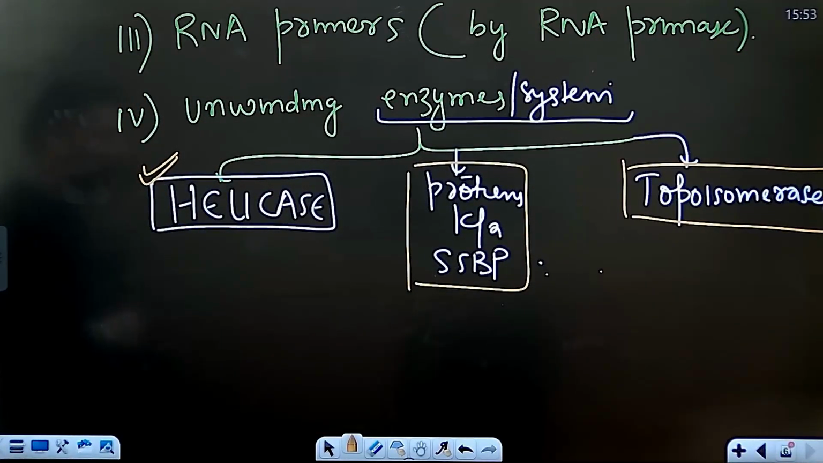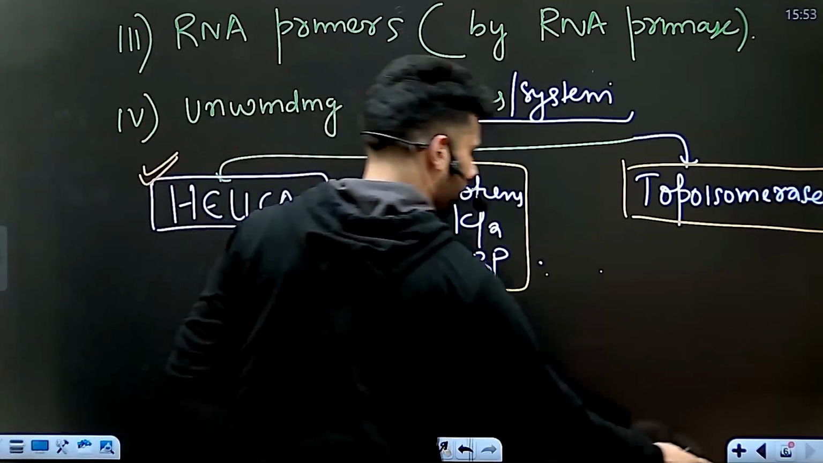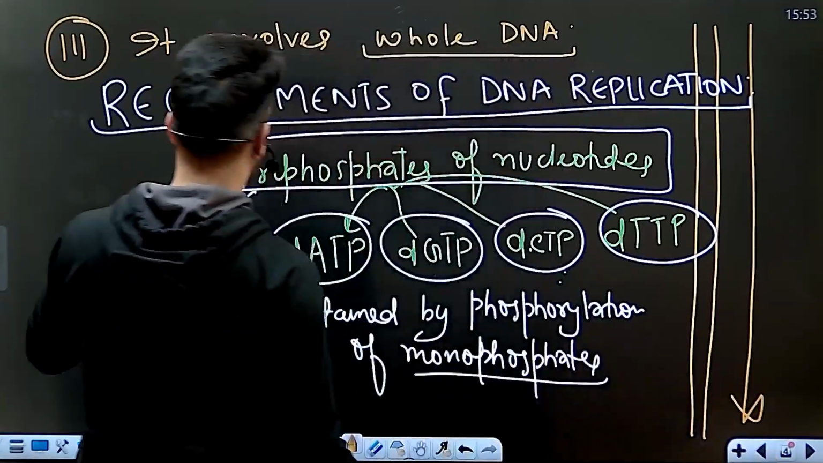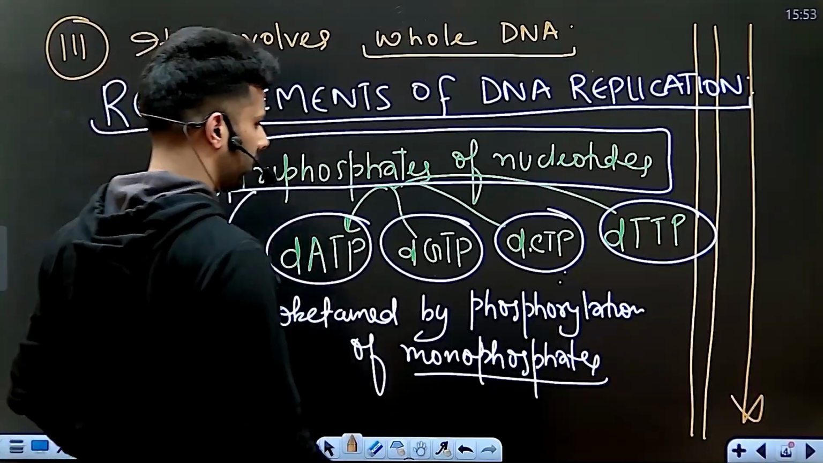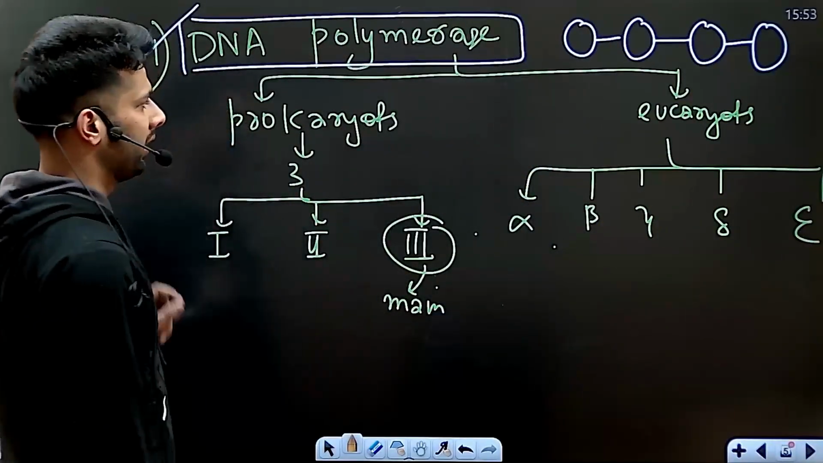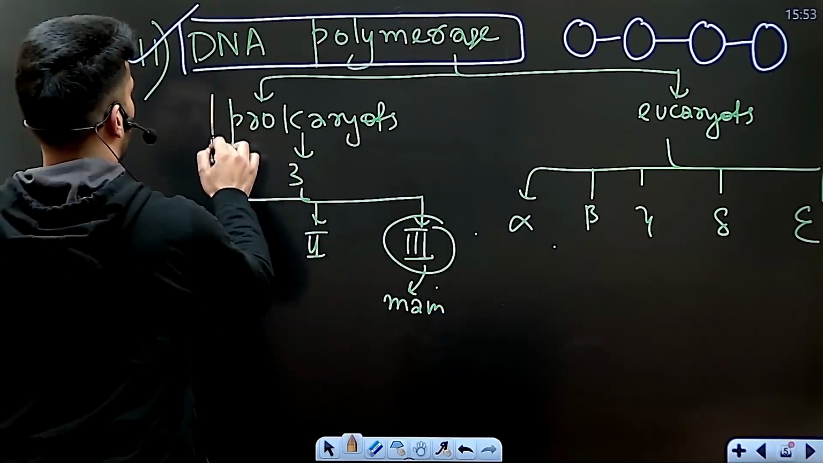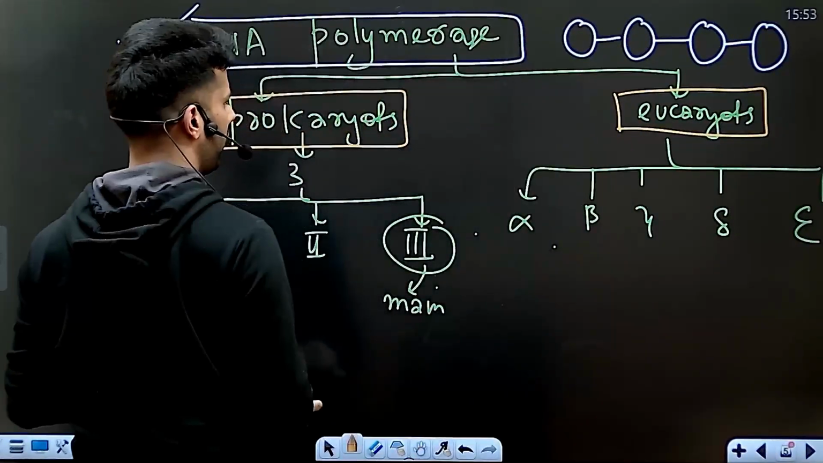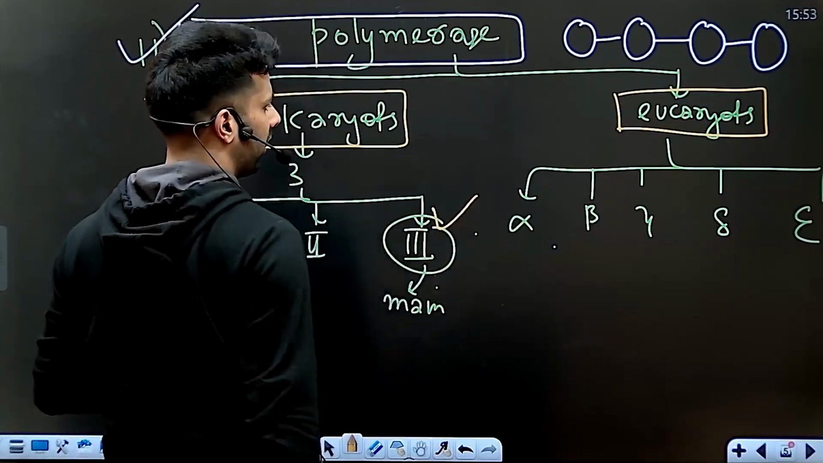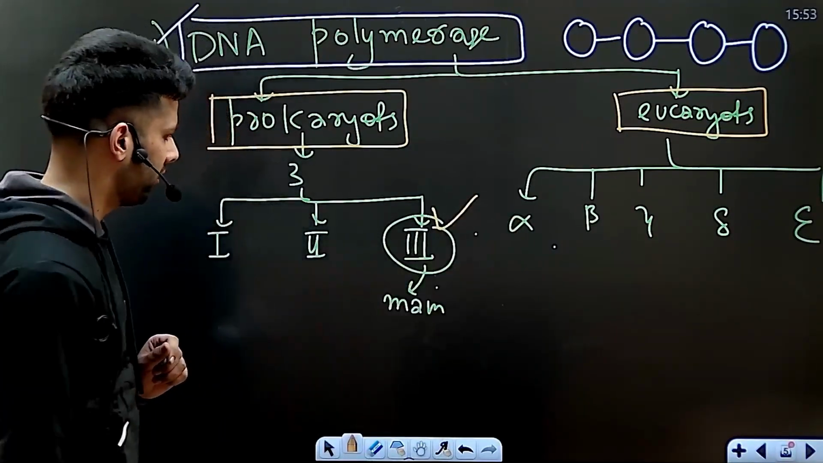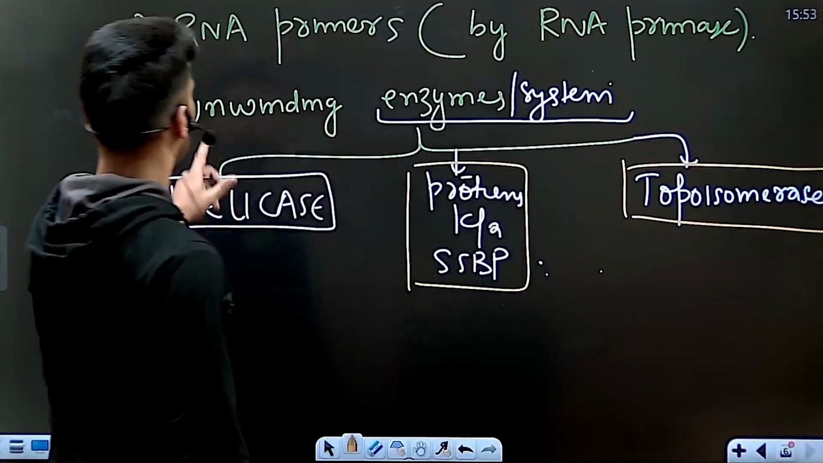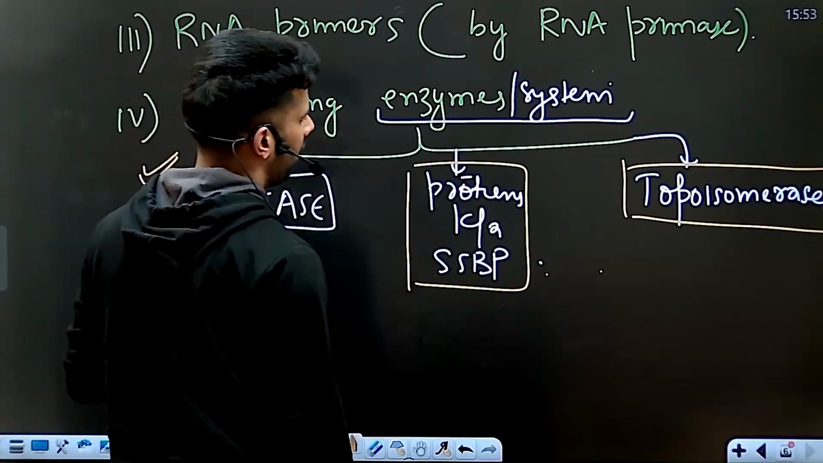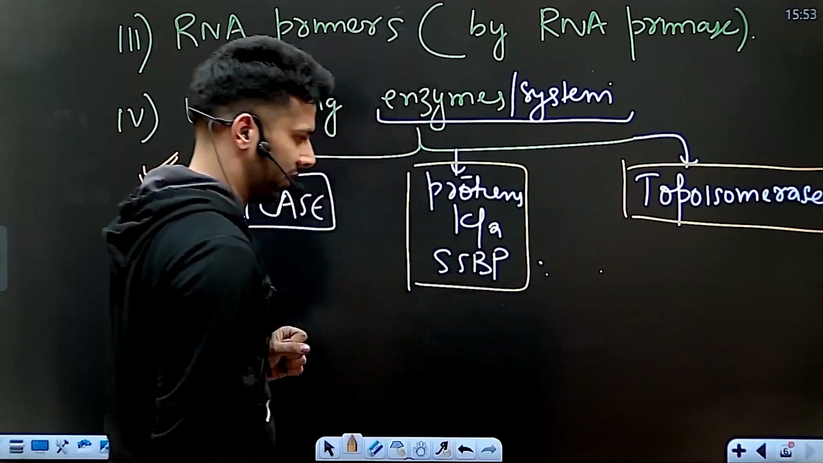तो फिलहाल हमने यहां पे बोला कि हमें 3 चीजें रेप्लिकेशन के लिए चाहिए: helicase, proteins called single strand binding proteins, and topoisomerase. So let us revise what are the requirements. The first requirement was triphosphates of nucleotides. Second requirement was DNA polymerase, which we have in prokaryotes and eukaryotes, which are different. Here in prokaryotes, the third is the main one, but in eukaryotes there are various types. And we have RNA primers and we have unwinding enzymes which include helicase, proteins called SSBPs and topoisomerase.